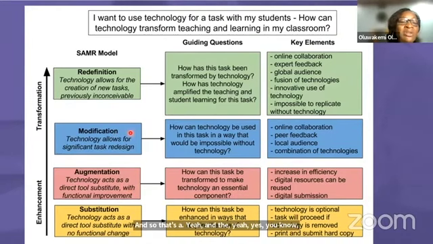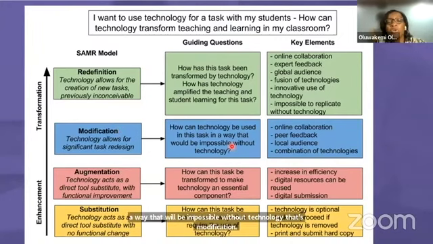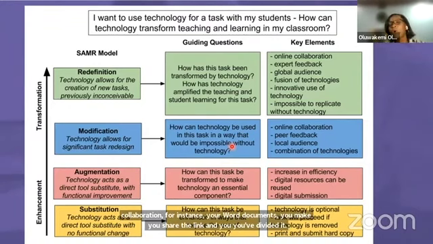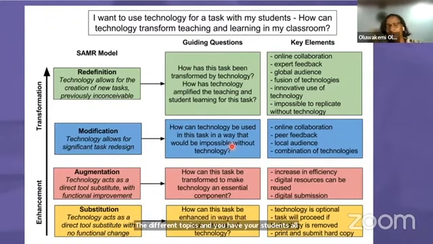Modification now, technology allows a significant task redesign. How can technology be used in these tasks in a way that would be impossible without technology? That's modification. For instance, we say online collaboration. For instance, with your Word documents, you share the link and you've divided the different topics, and you have your students all working together on the same document, collaborating to write up an essay, or design a particular thing. In the PowerPoint, you could share that link and it becomes a collaborative space.